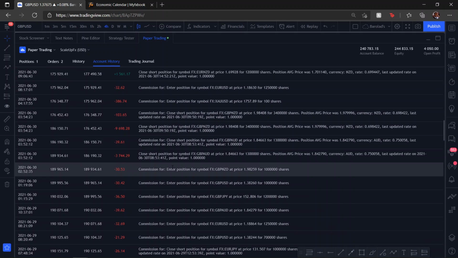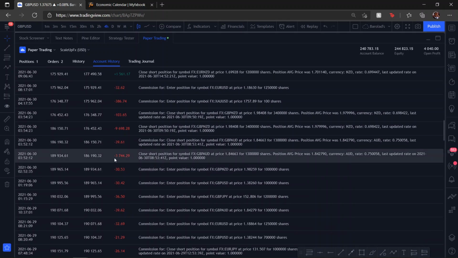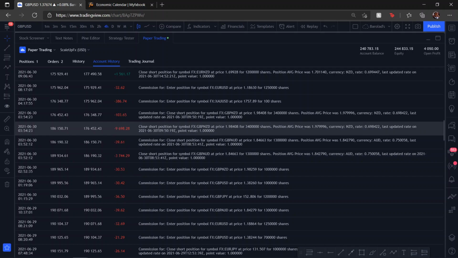Had a couple commissions, as you can see. Then lost GBP AED about 4,000, 3,700. GBP NZD lost about 10,000, which was bad on my part. I did not apply the proper risk management I would have liked to apply for this trade. This is a bit of a lack of oversight on my part.